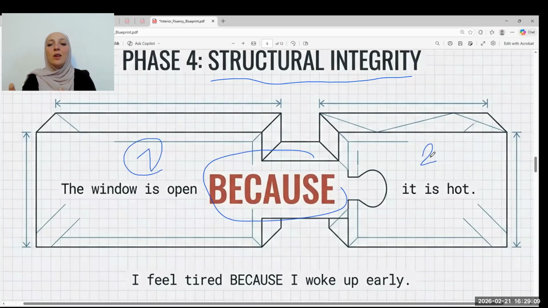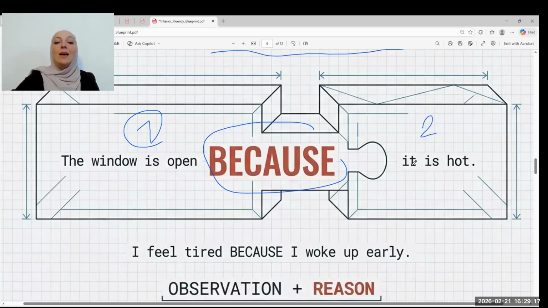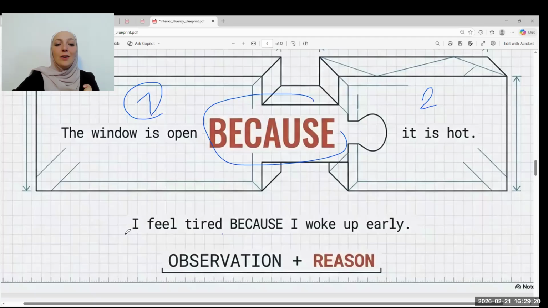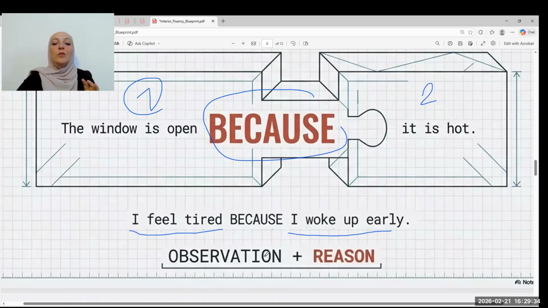From one sentence to another, you're having them joined together, and voila, from a simple sentence you have a bigger one. All right? I feel tired, أنا تعبانة because I woke up early. I feel tired because I woke up early. Feel, sense, tired, adjective, because I woke up early. All right? So this is it.